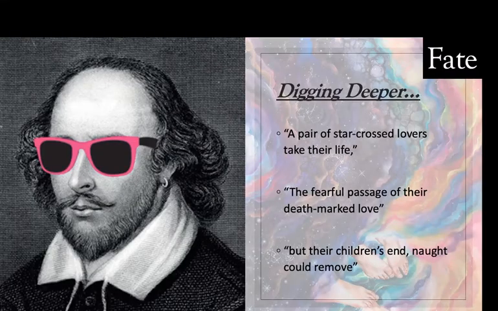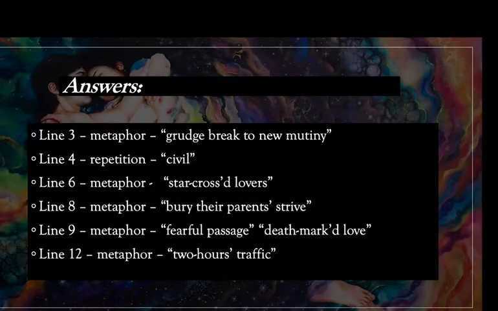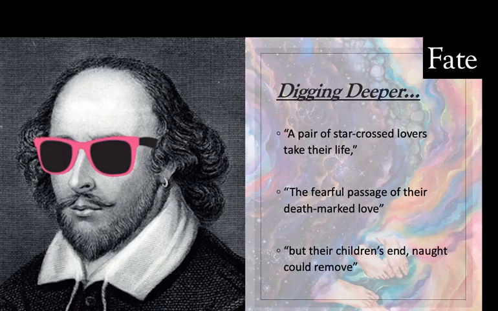Okay, next. Now then, digging a little bit deeper. So if you want to go a bit further with your analysis, obviously being able to label these language features and say what they suggest, etc., is something that we've kind of covered. But finding connections, finding links and themes in that prologue is important as well to get the high marks. Now, if we look at these 3 quotations, you've got the first one, a pair of star-crossed lovers take their life, the fearful passage of their death-marked love, and but with their children's end, naught could remove.